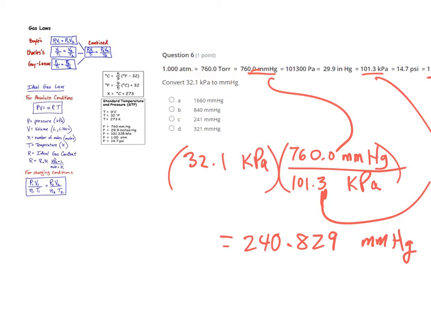All right, multiple choice. Which one are we gonna pick? All right, they have this one rounded to the ones column. So 241, or 241 rounded. All right, answer is C. All right, let's try another one.